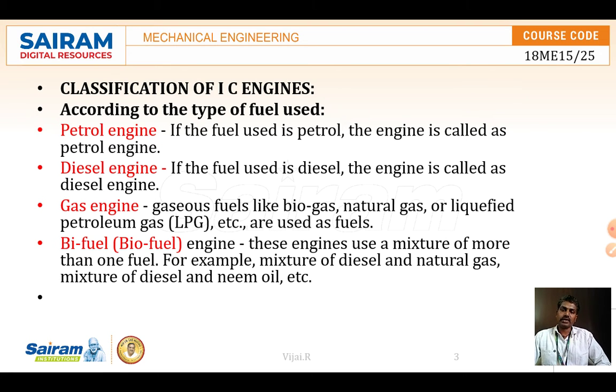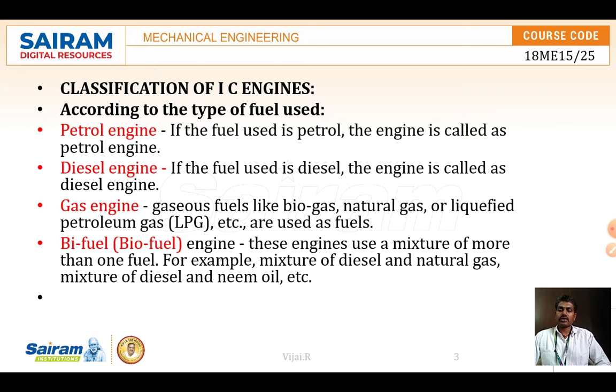First of all, IC indicates internal combustion engine, right? First, the classification is based on fuels. What are the types of fuels we are going to use in IC engines? Mainly we use petrol and diesel engines. In petrol engines we can use only petrol as a fuel, and for diesel engines we use diesel as the fuel, so it is called a diesel engine. And gas engines, like biogas, natural gas and liquid LPG gas, are all used as a fuel. We call these gas engines.